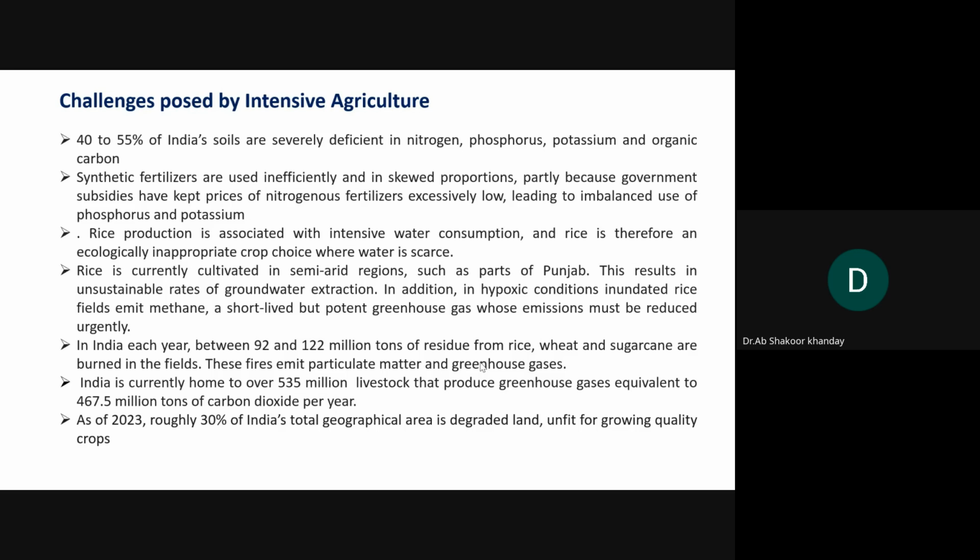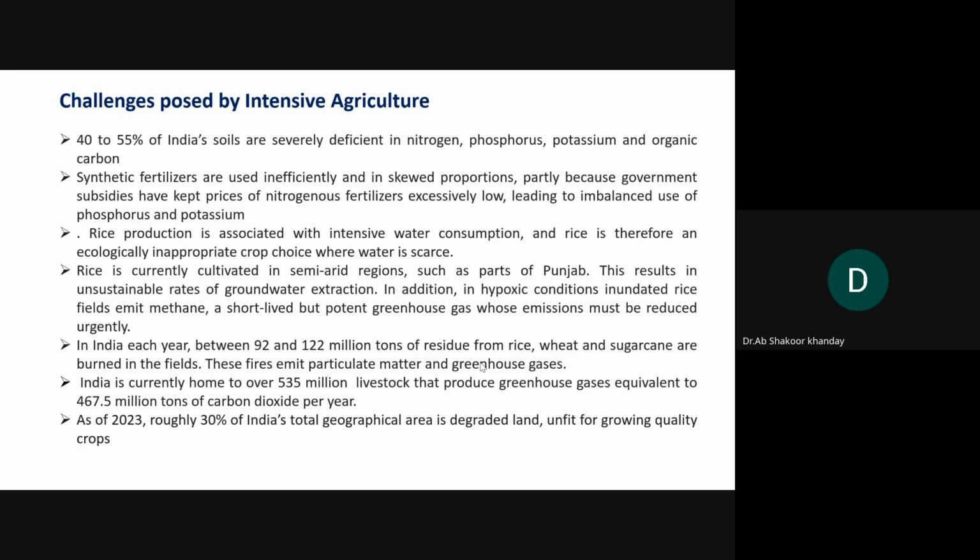Rice is currently cultivated in semi-arid regions, such as parts of Punjab. As I have told you, unsustainable rates of groundwater extraction are caused by rice cultivation. So somewhere we have to sort out solutions for this also.